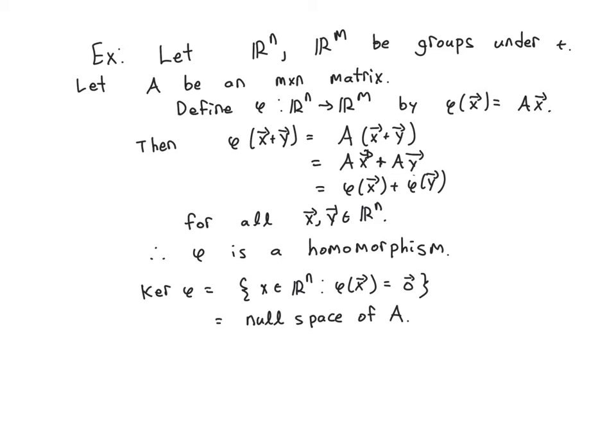So one example of a homomorphism you've already seen is an isomorphism. Every isomorphism satisfies that property. And you can check that the kernel of an isomorphism is the trivial subgroup.